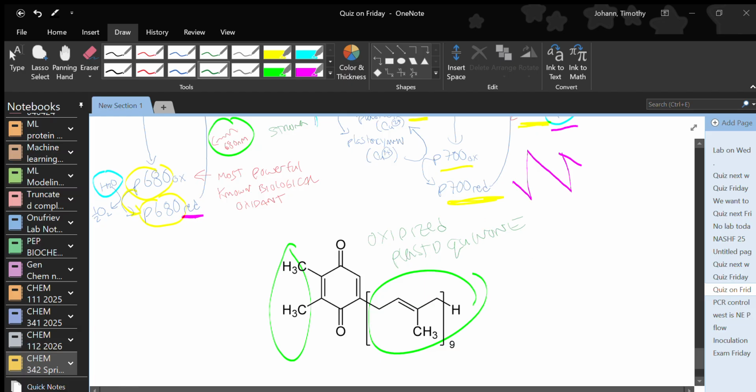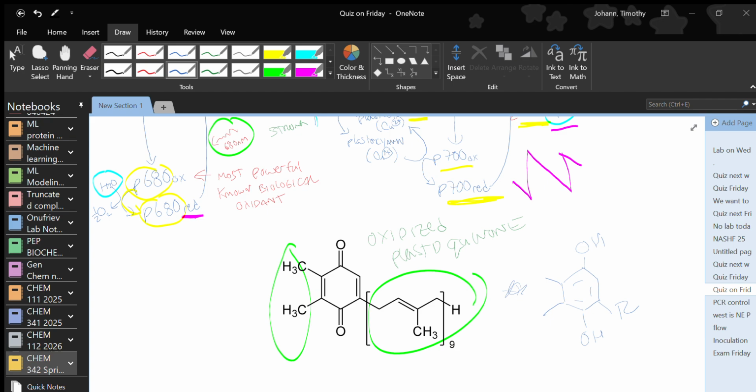All right, and so then the reduced form, let me do an arrow. The reduced form is going to look like this. I'm going to go ahead and just throw my bonds in. I'm going to do this, right? So it's the same thing that you do when you're talking about ubiquinone and ubiquinol. This is in the chloroplast.